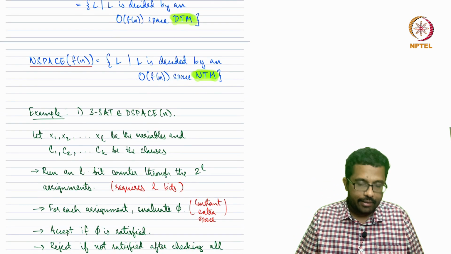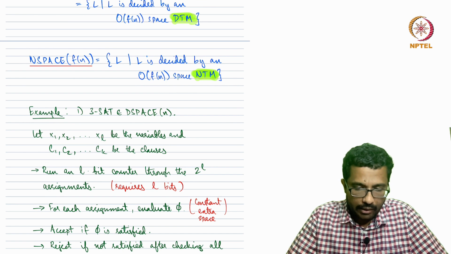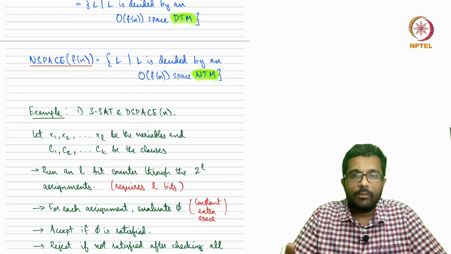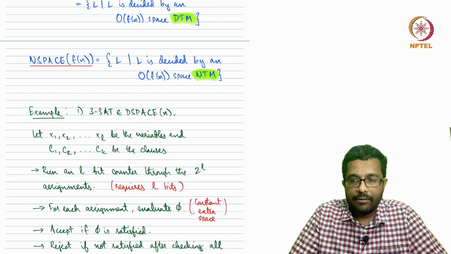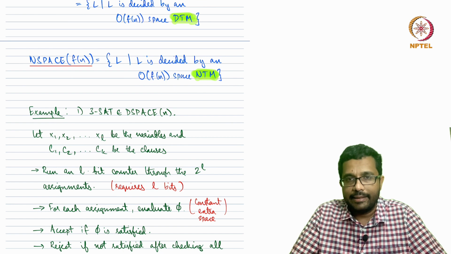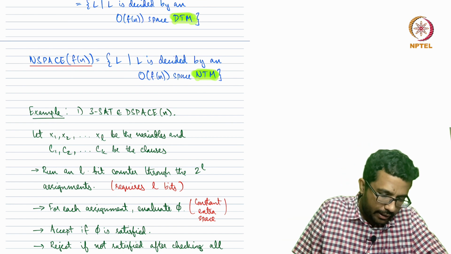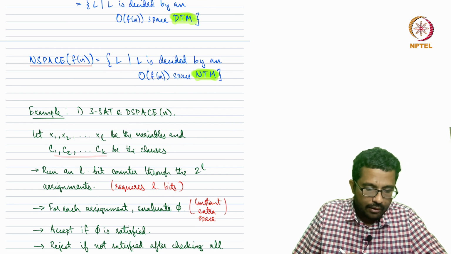So one is 3-SAT. As we know, it is an NP-complete problem. We have a Boolean formula with clauses and variables. The formula is the AND of these clauses, where each clause is the OR of 3 literals. So let's say x1, x2, etc. are the variables, L variables and k clauses.